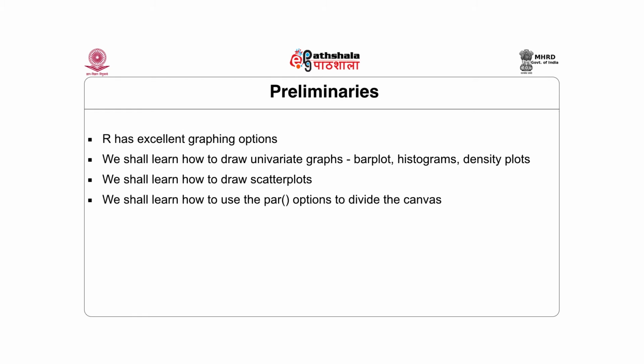For example, the title of the graph. You can control the labeling of the x-axis, the labeling of the y-axis. You can add points to the graph. You can add parameters and layers onto the graph. So there are quite a few things that are important. We are first going to learn how to draw univariate graphs. That is, barplots, histograms, and density plots on top of them. Then we're going to learn how to draw scatter plots. These are continuous variables on the x-axis and continuous variables on the y-axis.